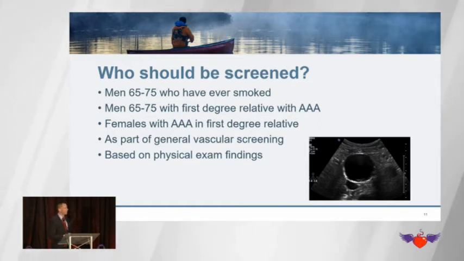So in that picture there, that's just an ultrasound image of the aorta. That black circle, that's the aorta. It's really well seen with that ultrasound, and then it's really easy to just get a quick measurement of that.